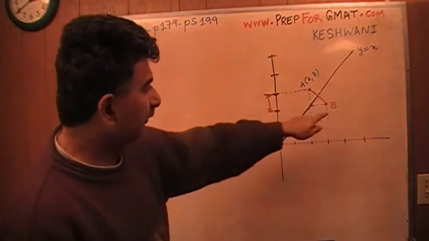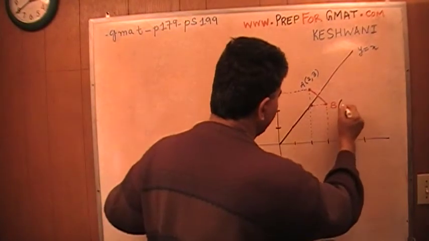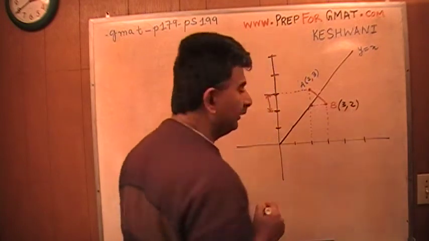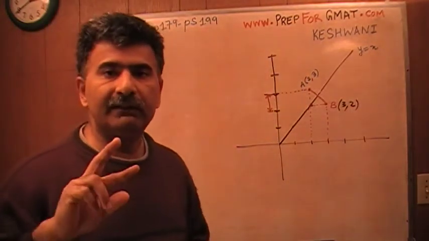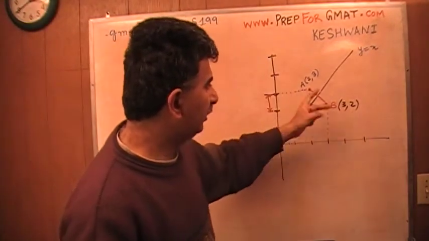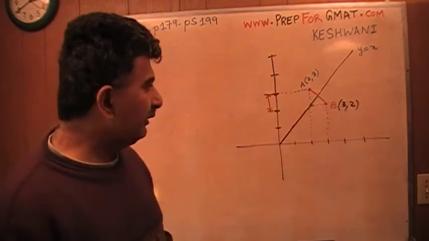So let's figure out the coordinates of point B. Well, point B is going to be 1, 2, 3. The x-coordinate is 3 and the y-coordinate is 1, 2. In other words, point B is a mirror image of point A. A was (2, 3), so B has to be (3, 2) in order for this segment to be cut into half at a 90-degree angle. Now we have point B.